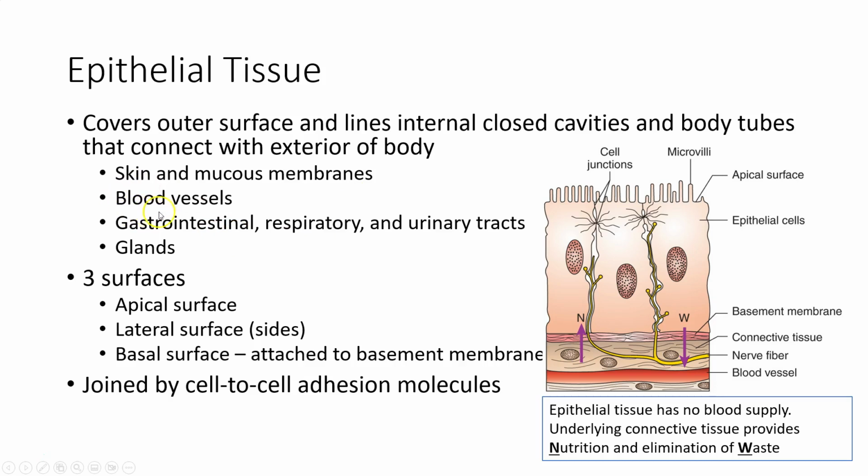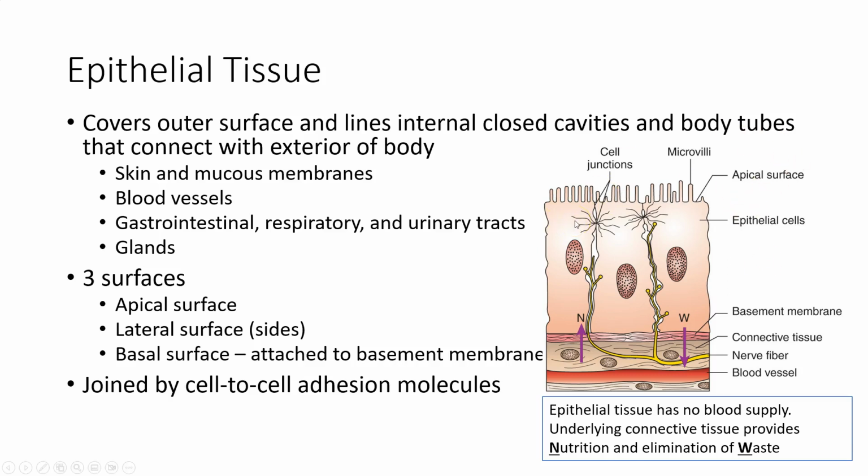It also forms the lining of our blood vessels, which are endothelial cells, a specific type of epithelial cell. And then our respiratory and urinary tracts are also covered with epithelial tissue. It has 3 surfaces, so there's an apical surface. This is the exposed surface of the cell.